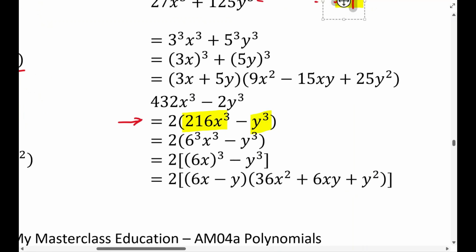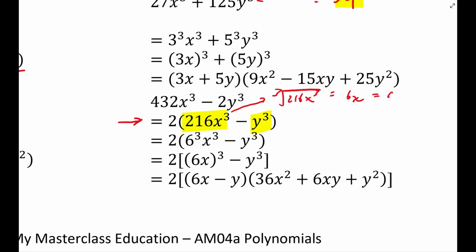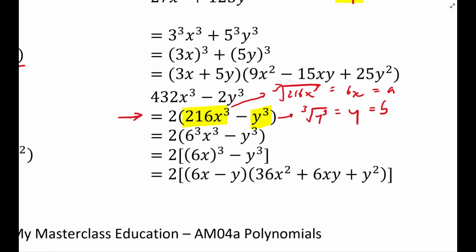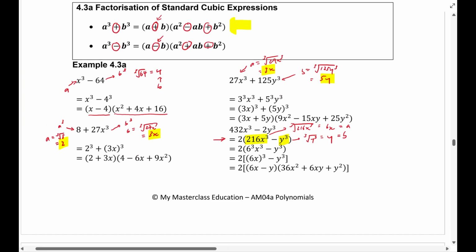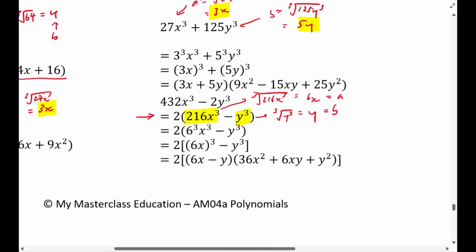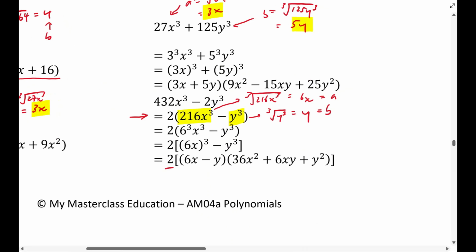So you can just cube root. So cube root of 216x cubed equals 6x, which is your A. Then this one, of course, if you cube root y cubed, it just gives you y, which is your B. Then now you can plug into the formula again, and then remember your 2 outside the bracket that you factorized out at the start, and then you just plug into the formula to get 6x minus y, 36x squared plus 6xy plus y squared.